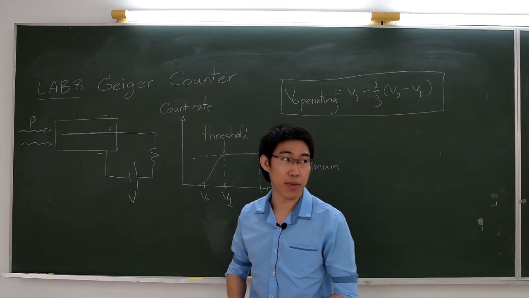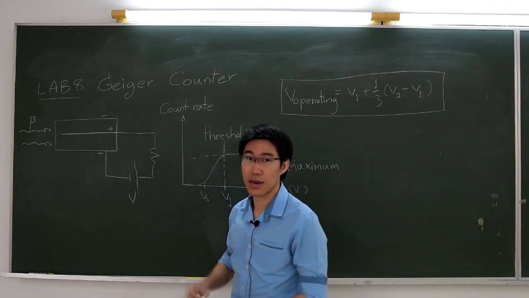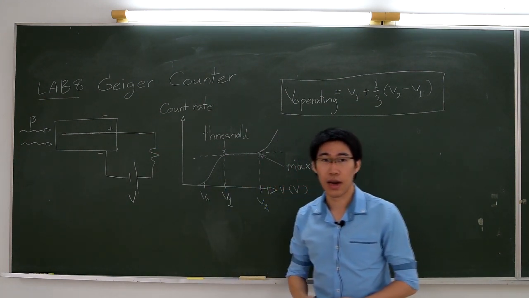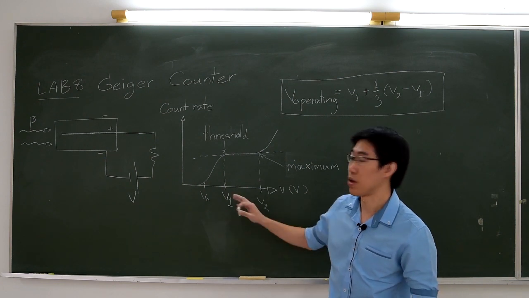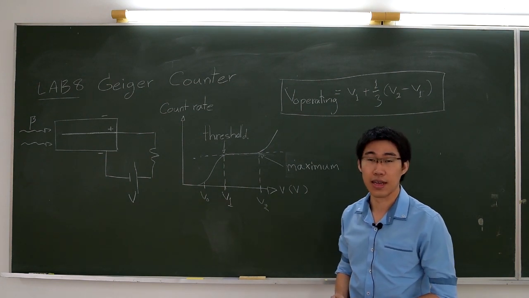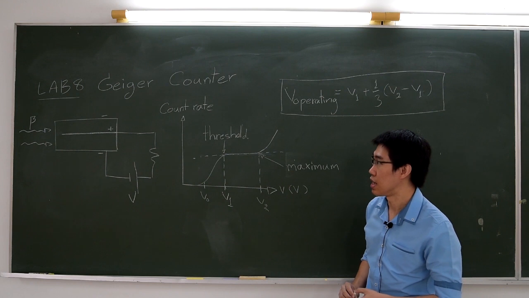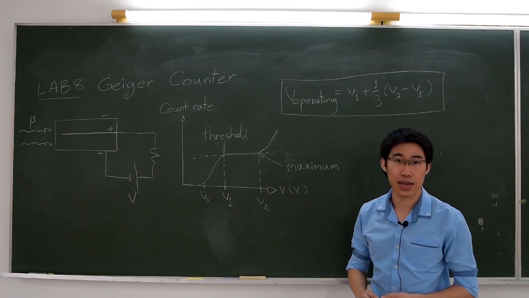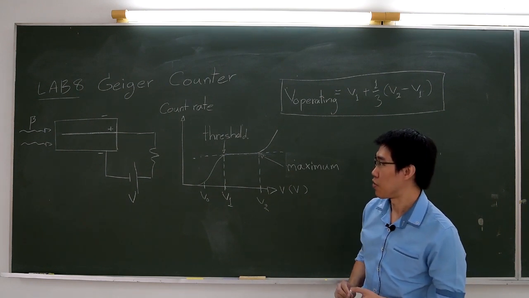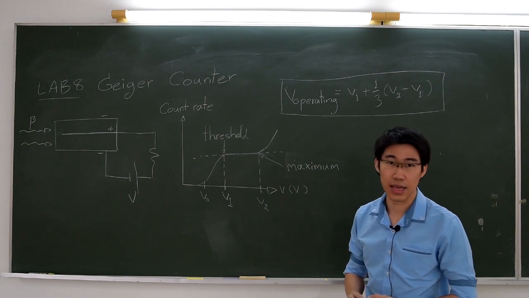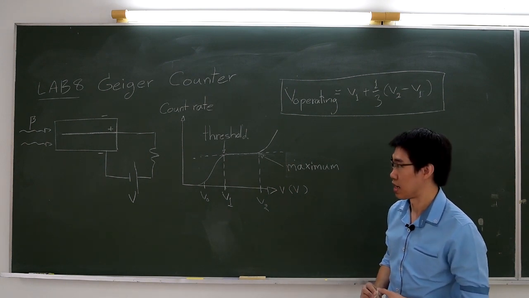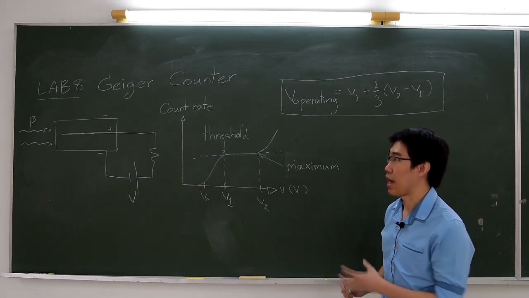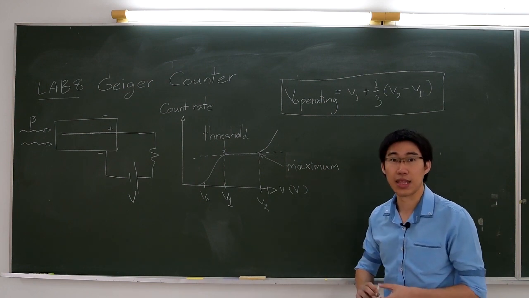Hello everyone. In this experiment, we will study the characteristics of the Geiger counter tube and the attenuation of radiation. In the first section, we will study the property of the Geiger counter tube to determine the operating voltage of the tube.